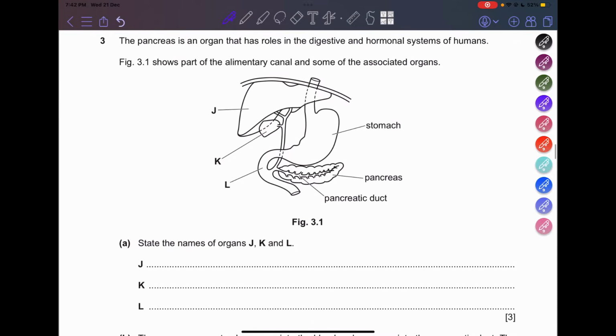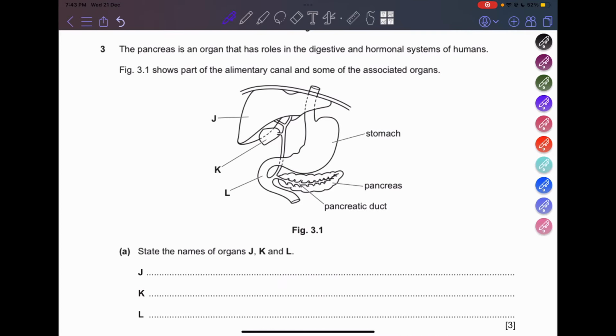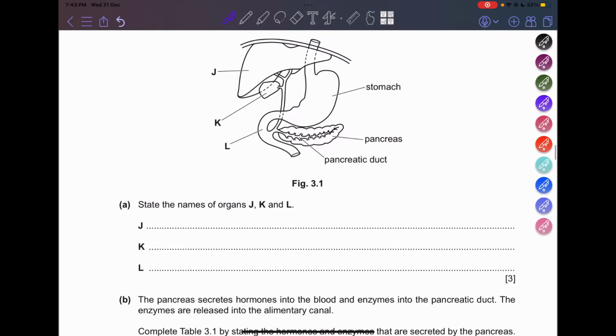Question 3. The pancreas is an organ that has roles in the digestive and hormonal systems of humans. State the names of organs J, K, and L. As we all know, J is the liver, K is the gallbladder, and L is the duodenum, or you can say the small intestine. You'll get the mark anyway.